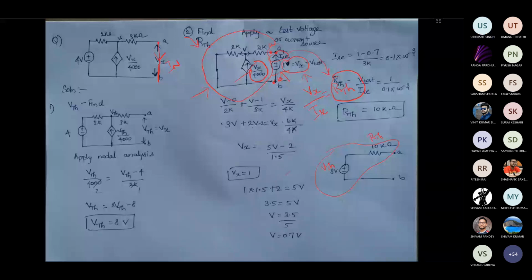Is it clear? If you have any doubt, you can ask, else let us proceed further. Okay, fine. So let me proceed.